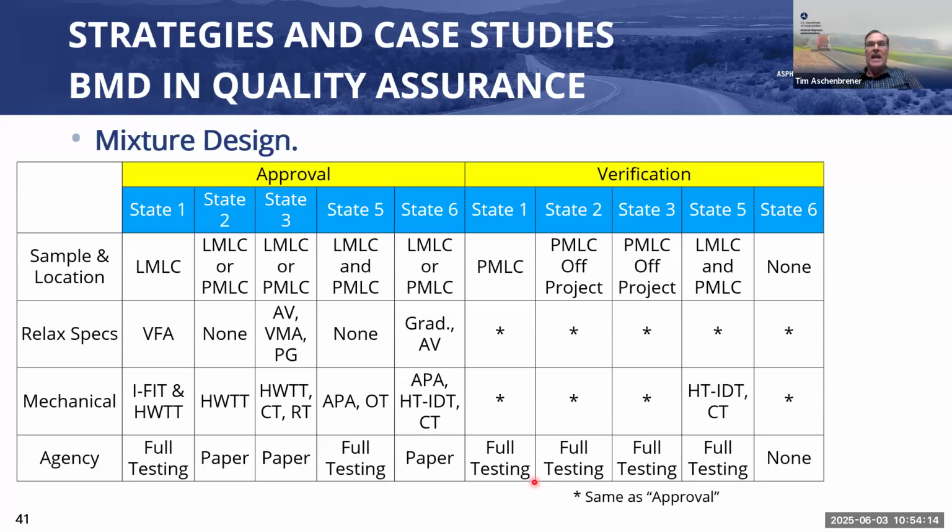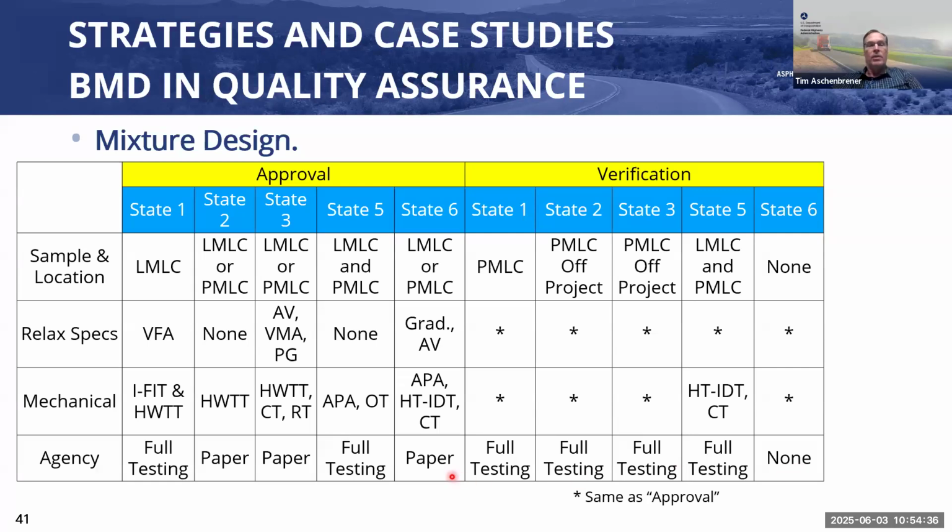And here, how does the agency approve the mixed design and the verification? Everybody's doing full testing at this point. This is from the plant producing mix for the project. This is the important stuff that you got to make sure meets the spec, and so states are doing full testing.